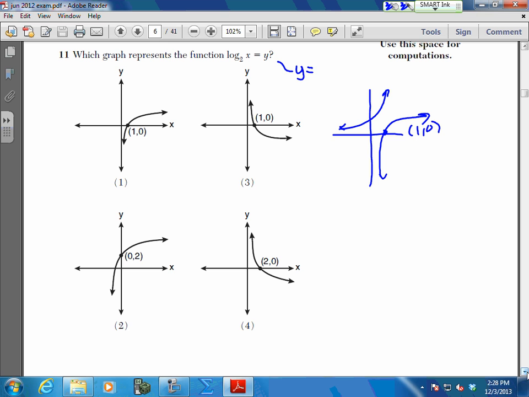If you use your change of base, it will allow you to change this to a 2 and an x. If not, use your change of base formula. Go like this and put the log x on top over the log 2. And you will get your log equation to come out in your graph of 1.